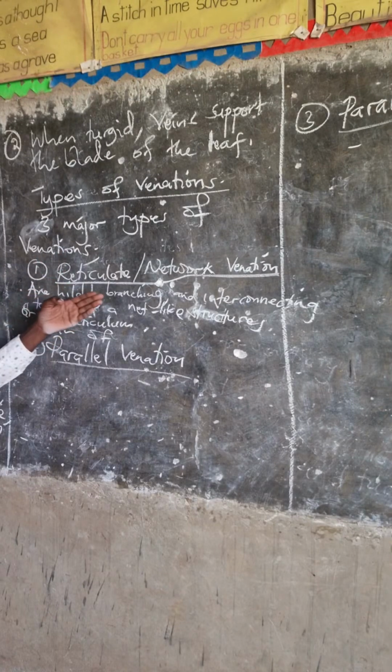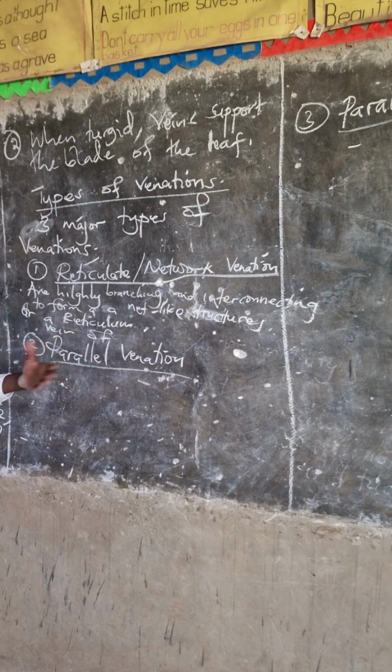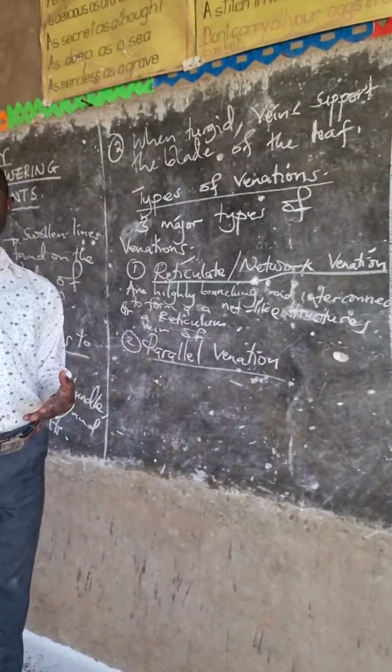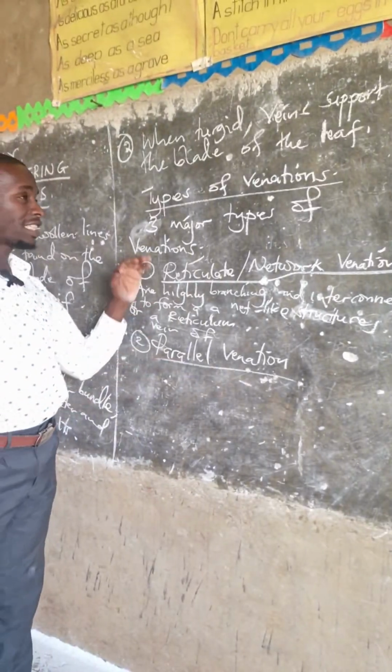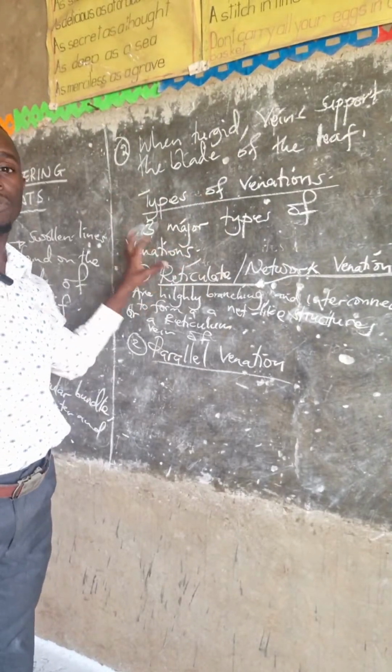For the reticulate or network venation, the veins are highly branching and interconnecting, forming a net-like structure, or what we call a reticulum. The veins are of different sizes and do not have regular spacings between one another. So that is what we call reticulate venation. And those are the three major types of venation we must know.